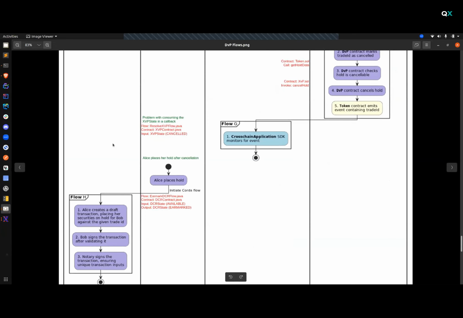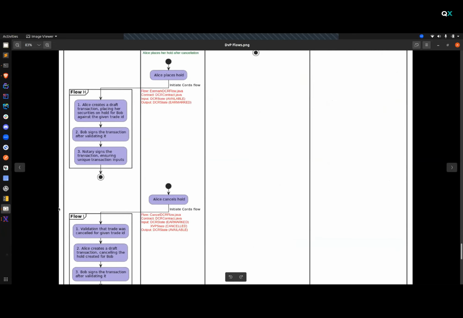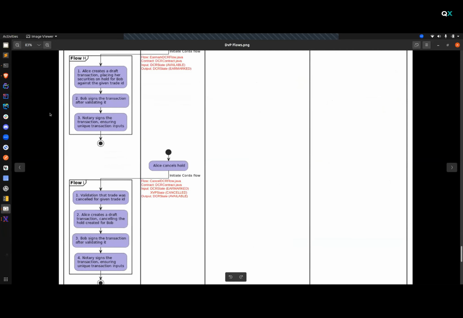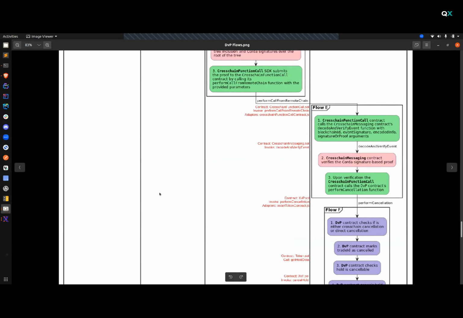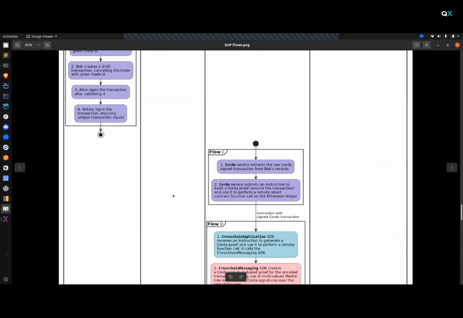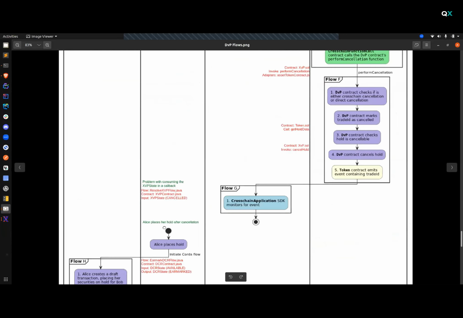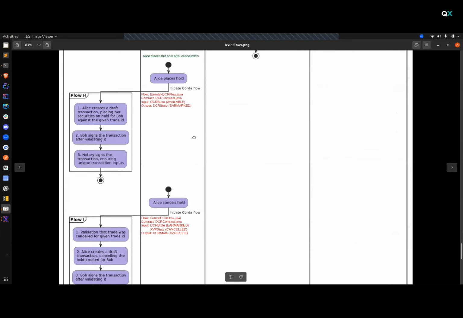Then if the Corda side afterwards places their hold, they must be able to cancel directly. And they can only do this if there is a trade state that's already in a cancelled status. So only if these previous flows for cancellation happened through the Ethereum side.